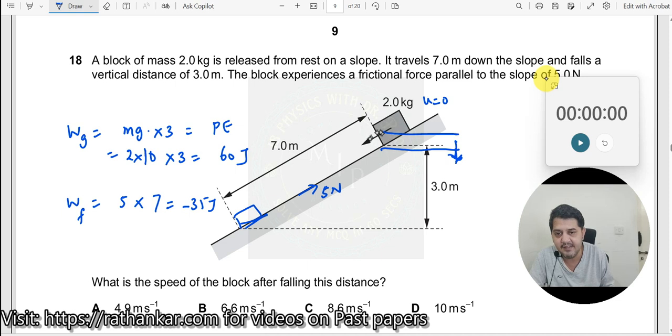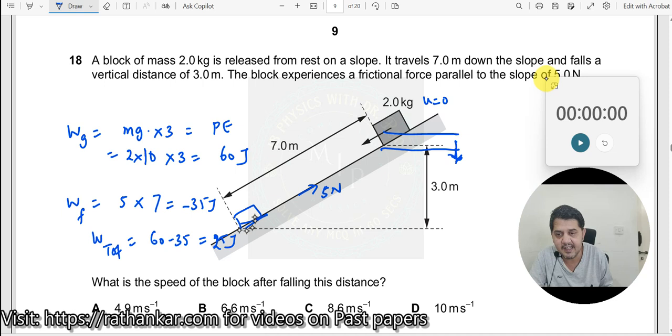The body has lost some energy. Whatever energy, if friction was not there, when it came here, it should have acquired an energy of 60 joules. But because of friction, friction takes away a part of its energy. Now what is the total energy the body has? The total energy, W total, is nothing but 60 minus 35, which is equal to 25 joules, right? 25 joules is the energy which it has.